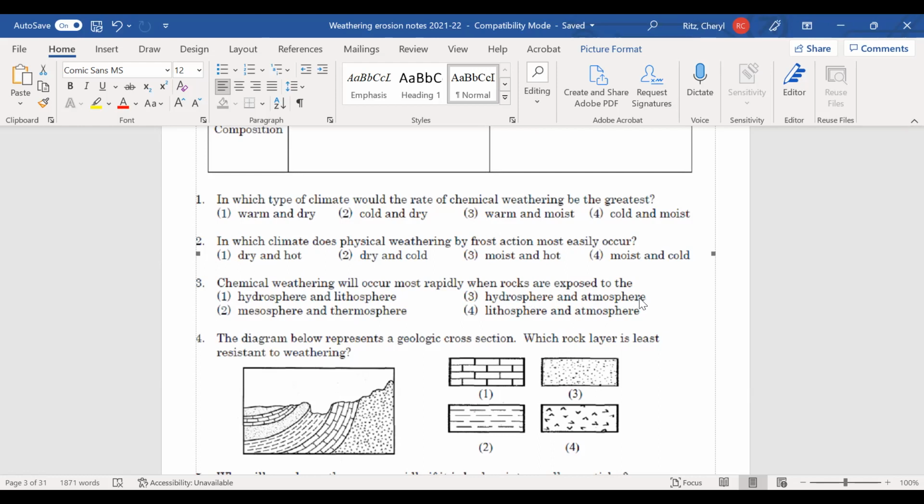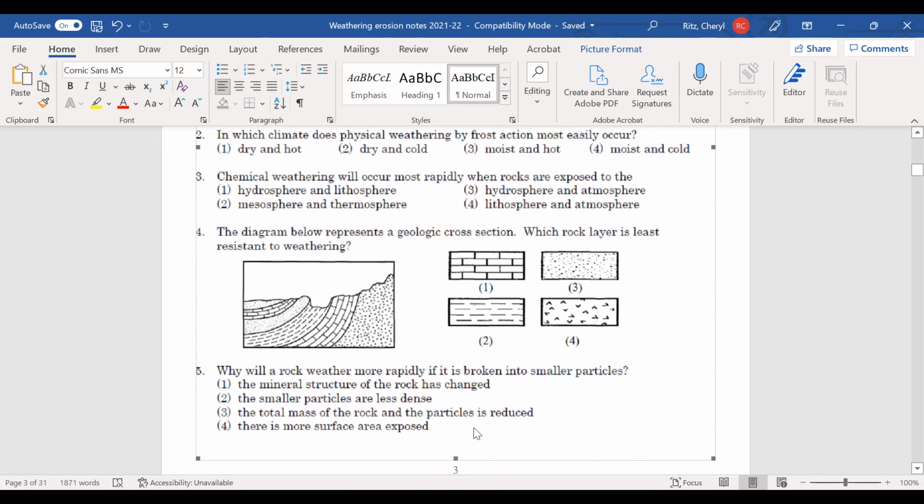Number 4, the diagram below represents a geological cross-section. Which rock layer is the least resistant to weathering? I told you yesterday, that's how the Regents is going to phrase these questions. They could put it in words that make more sense to us, but they won't. They'll use this phrase, least resistant to weathering. If something is least resistant, it's resisting the least. It's kind of just letting it happen. Which layer here has let the weathering happen, let the breaking down happen? That's going to be the layer that's worn down the most. So that's this dashed line layer, which is right here, answer 2.